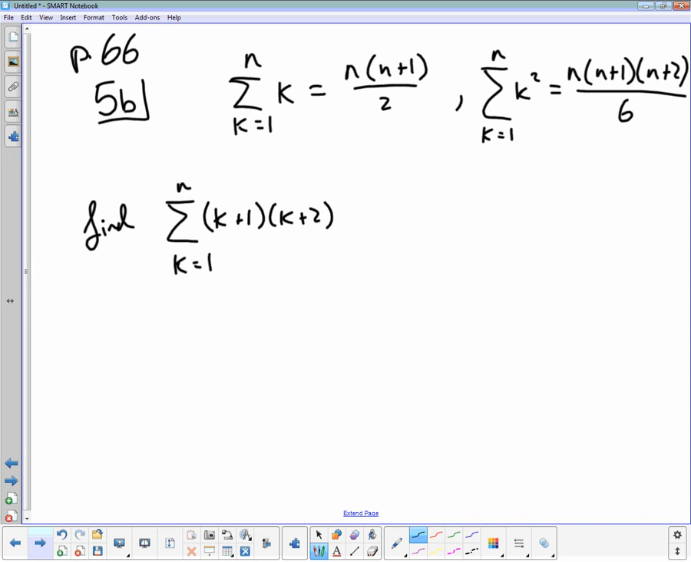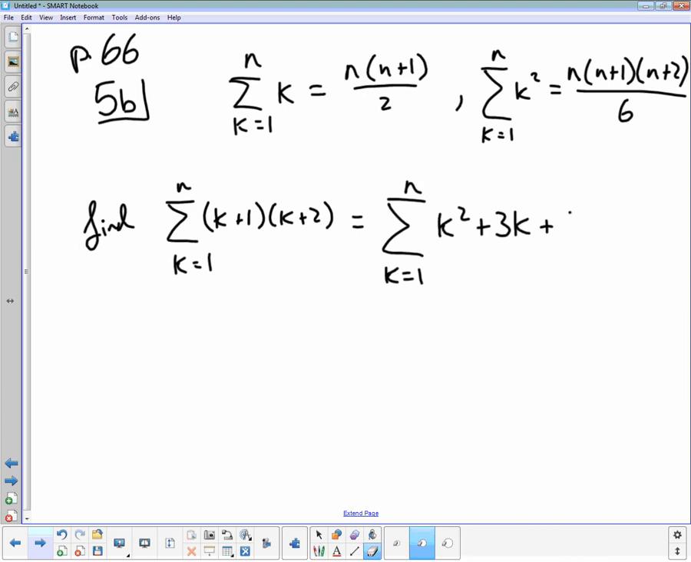All right, so the first thing I'm going to do is multiply out k plus 1 times k plus 2 and see exactly what it is I'm dealing with. And that becomes k squared plus 3k plus 2.